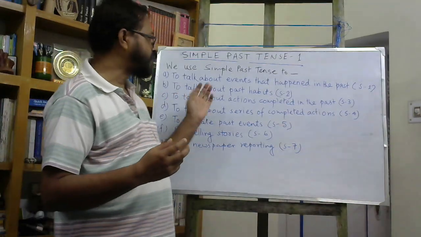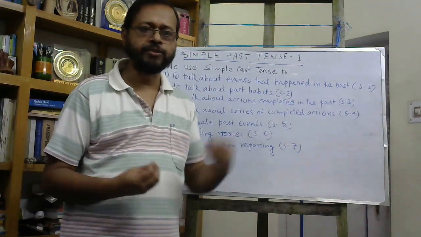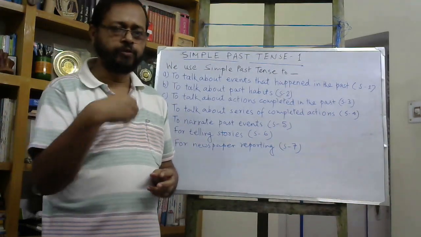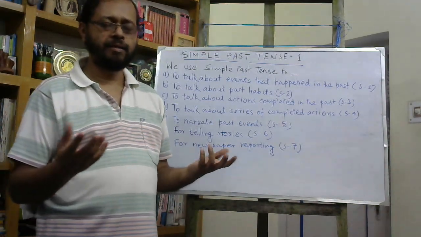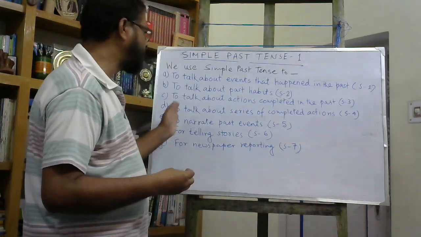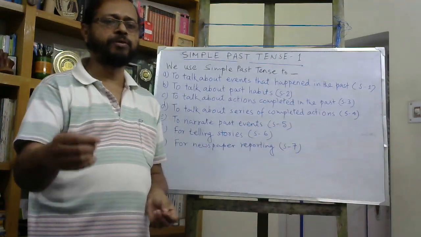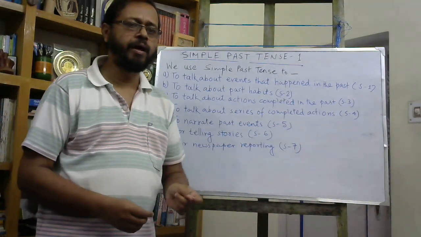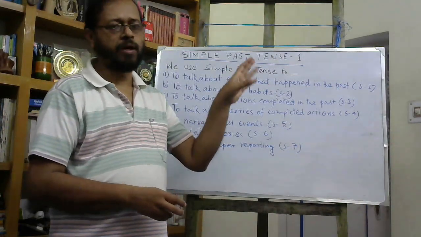To talk about actions completed in the past, I went to Chakda, I bought a shirt for me, like this, completed action. And series of completed actions. I went to market, I bought some fish, then came back, bathed and set out for my work.